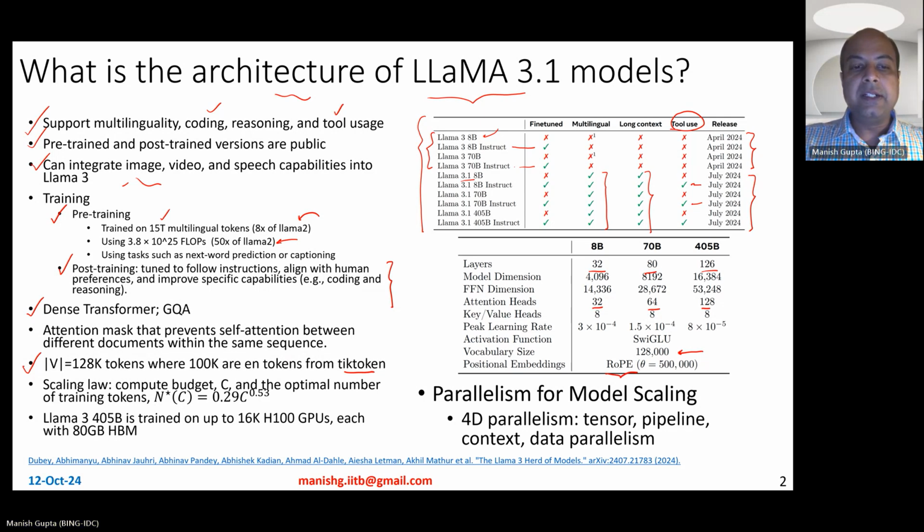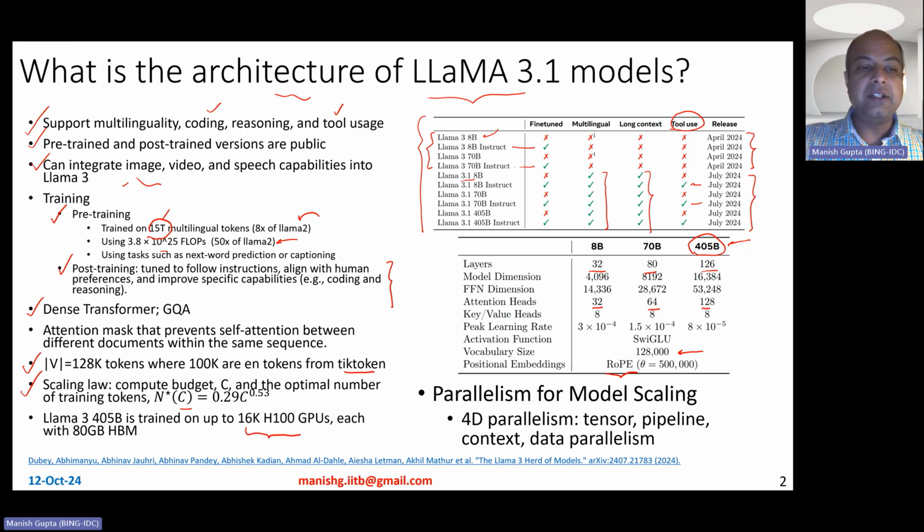Okay. Now, to decide the size of these models, they used scaling laws. They tried to establish a relationship between the number of training tokens and the compute budget to achieve really good downstream accuracy, and they found that 15 trillion training tokens is really good when you want to train models of that size, with a compute budget of 3.8 × 10^25. Okay. The training for the largest model was done on 16K H100 GPUs.